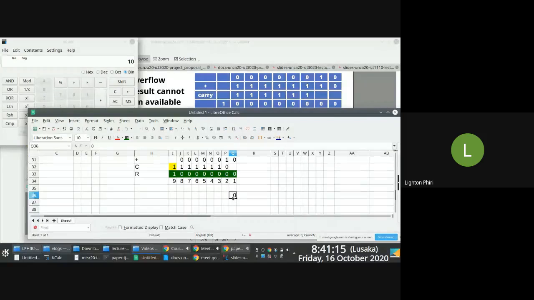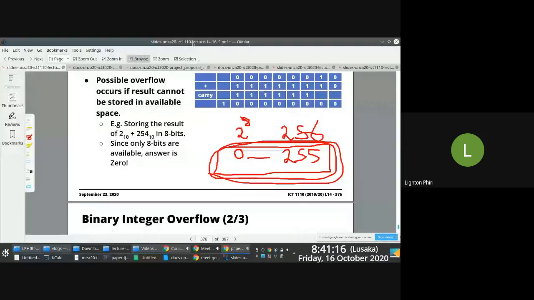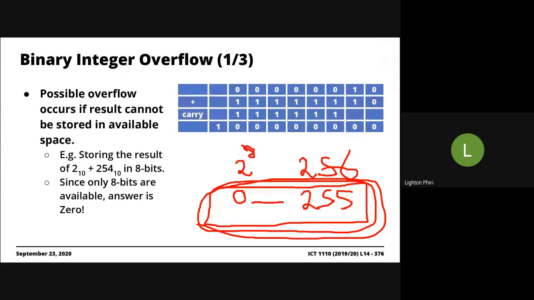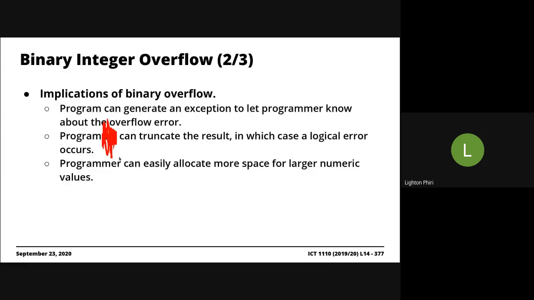We have truncated the result, and we've come up with an answer of 0. The 0 is what we are calling a logical error. It's something that does not make logical sense, right? So another approach is we truncate the result and we get the logical error. Another workaround is you can add additional space, if you're privy to doing that as a program. So those are the implications of binary integer overflow. Something to think about here.